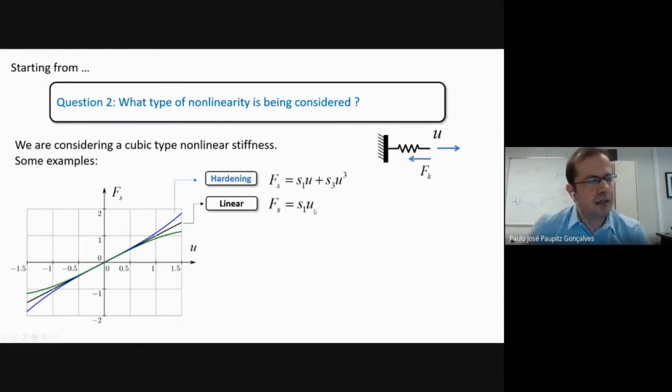So the linear case is, of course, the case that most of you probably know. So it's just a linear coefficient. But we can also have this other configuration here, which we call softening, which occurs when you have this coefficient which is negative.